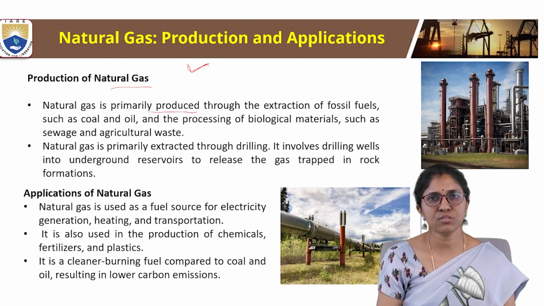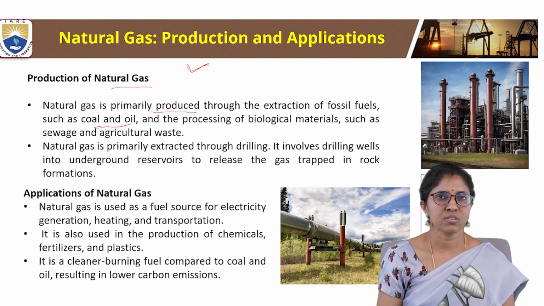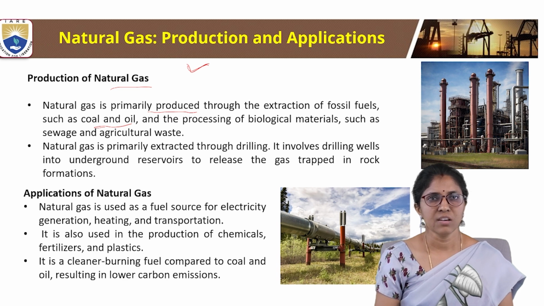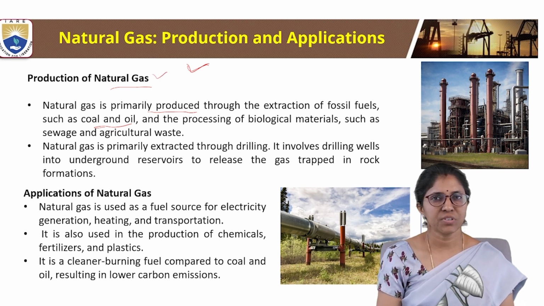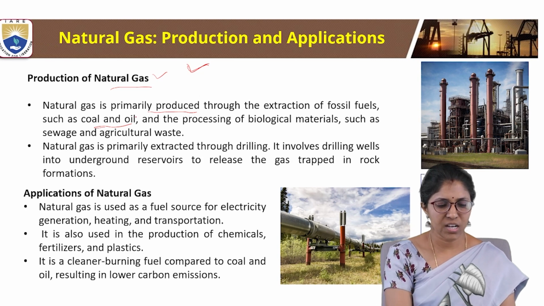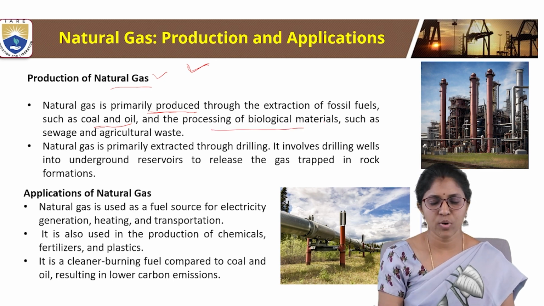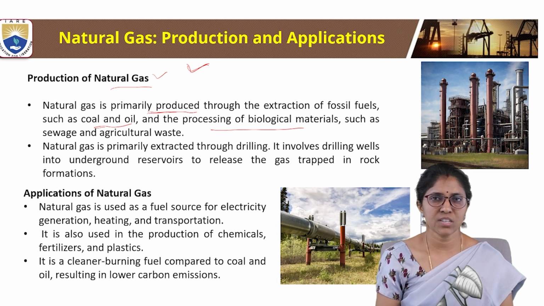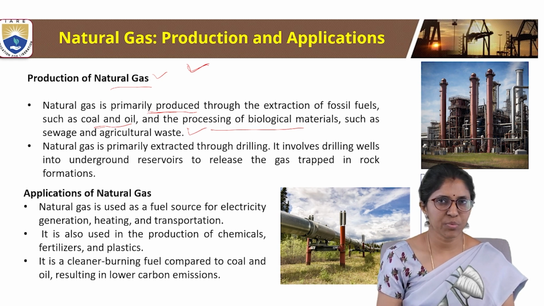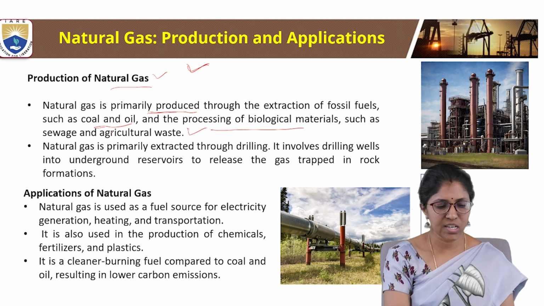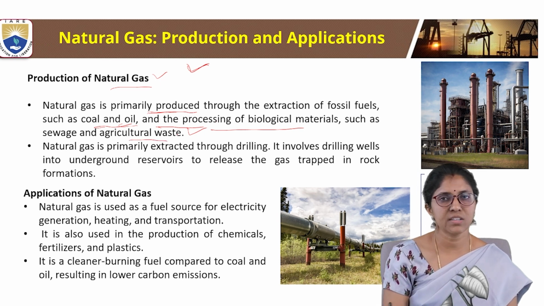Natural gas is primarily produced through the extraction of fossil fuels such as coal and oil, and the processing of biological materials such as sewage and agriculture waste. When we extract fossil fuels like coal and oil, we first get natural gas, then oil or coal.